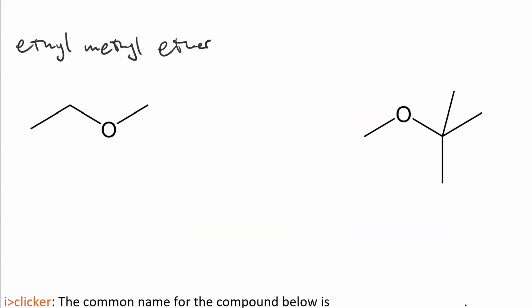What's the systematic name for ethyl methyl ether? Well, the longer parent group is ethane, and we've also got a methoxy group on there, so this becomes methoxyethane.